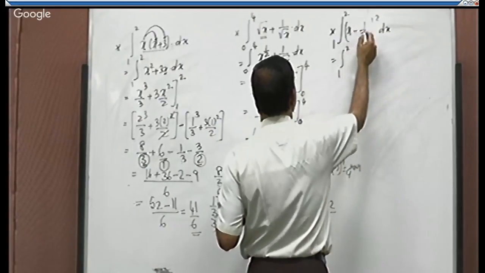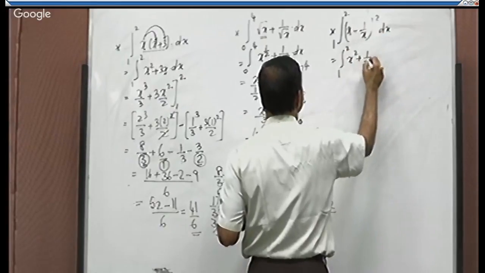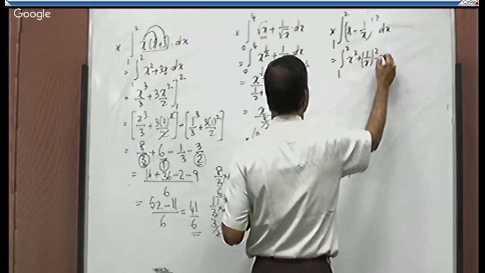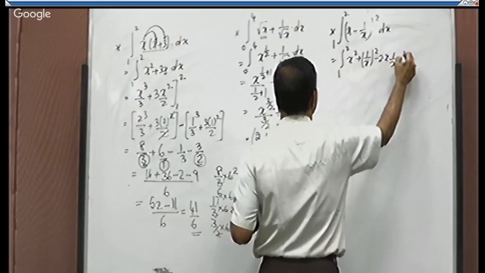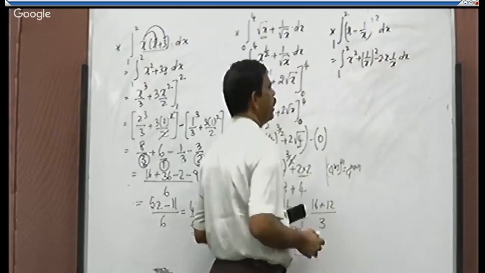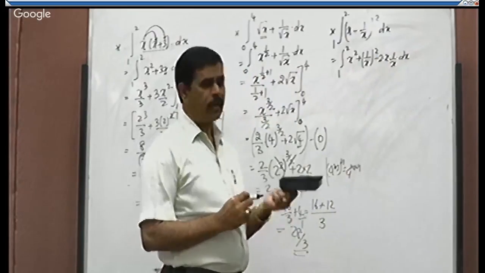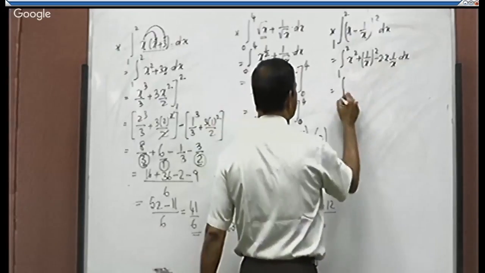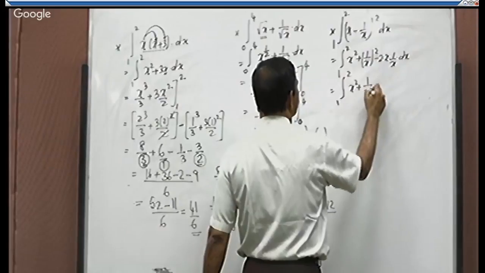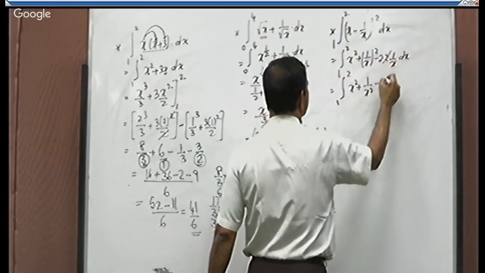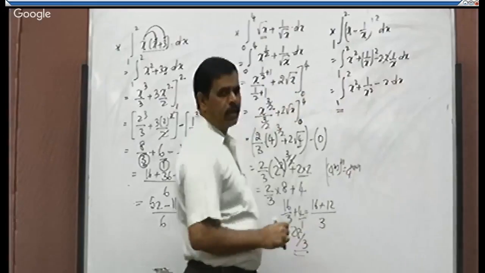A minus b whole square is a square plus b square minus 2ab, 2 into x into 1 by x, dx. Is it right? I have just expanded according to a minus b whole square. Now, it is 1 to 2, x square plus 1 by x square minus 2, the x's cancel, into dx. Can I integrate now? You can integrate.